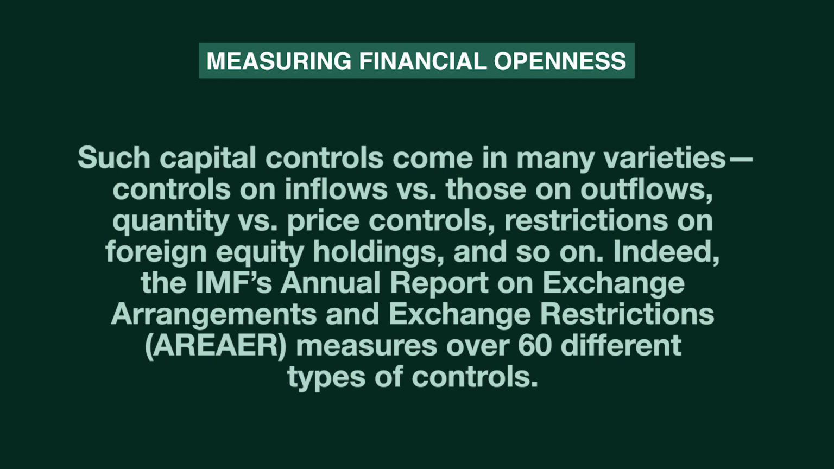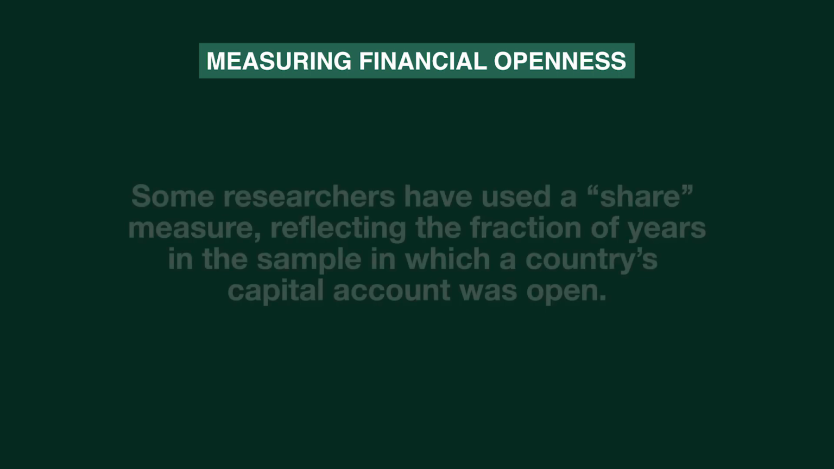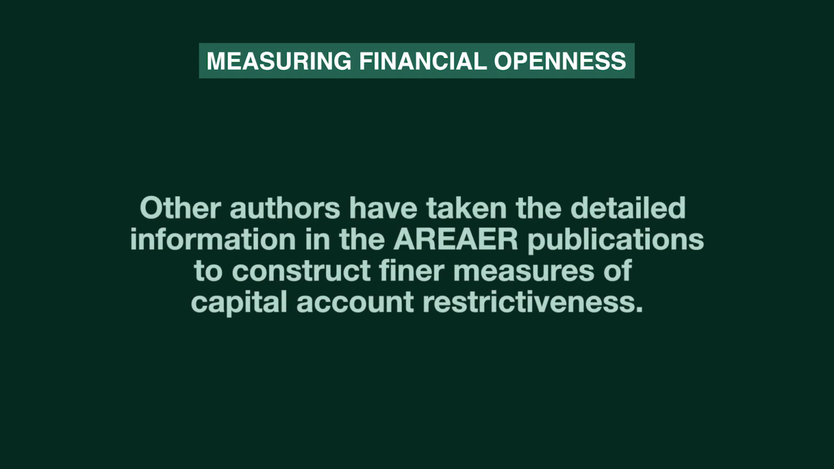So we have the IMF's annual report on exchange arrangements and exchange restrictions, called AREAER. This measures around 60 different types of control. Some researchers have also used a measure reflecting the fraction of years in the sample in which a country's capital account was open. Other authors have taken the detailed information available in the AREAER publications to construct finer measures of capital account restrictiveness.